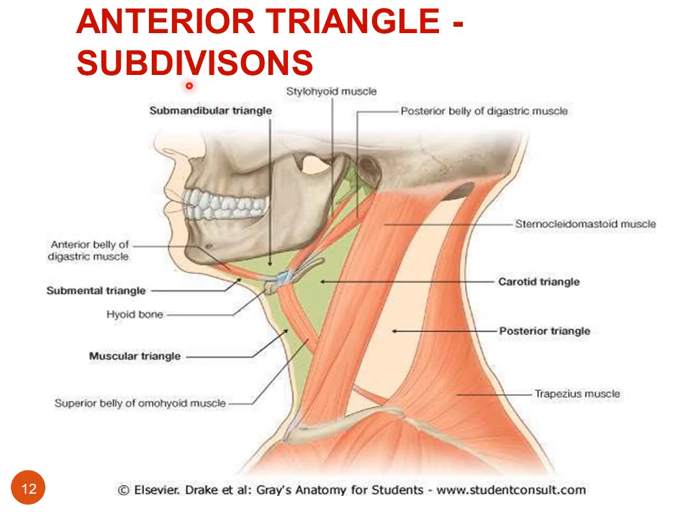In this diagram we can see the anterior triangle subdivisions. This is the submandibular triangle or the digastric triangle. This is the carotid triangle. And this is the submental triangle, and this is the muscular triangle. So these are the subdivisions of the anterior triangle.